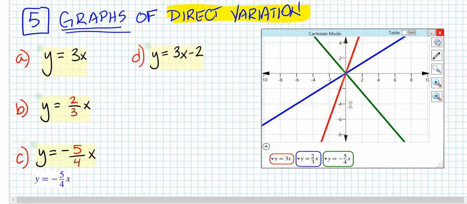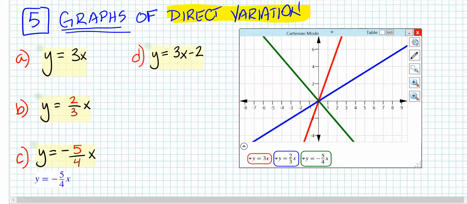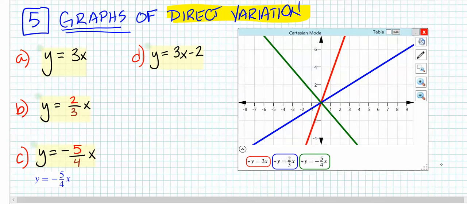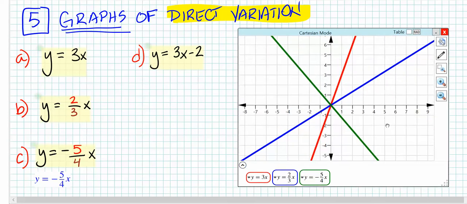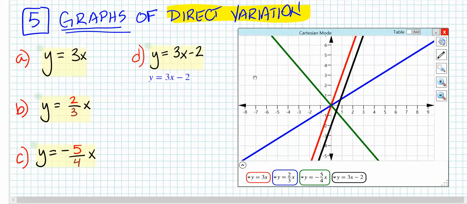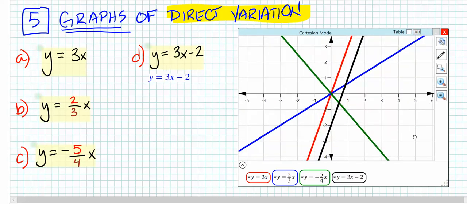So taking a look at this picture right here, is there anything that you notice that is common between all 3 of these lines right now? Hopefully you noticed something about all 3 of those lines. If you did not, I'm going to graph this line for you now, graph D. This graph is not direct variation. So there you go. Can you see why? What's different between the black line versus the red, the green, and the blue lines?